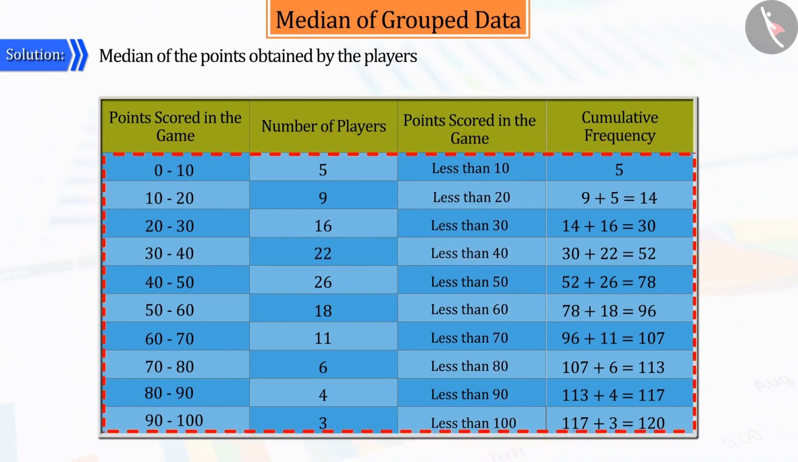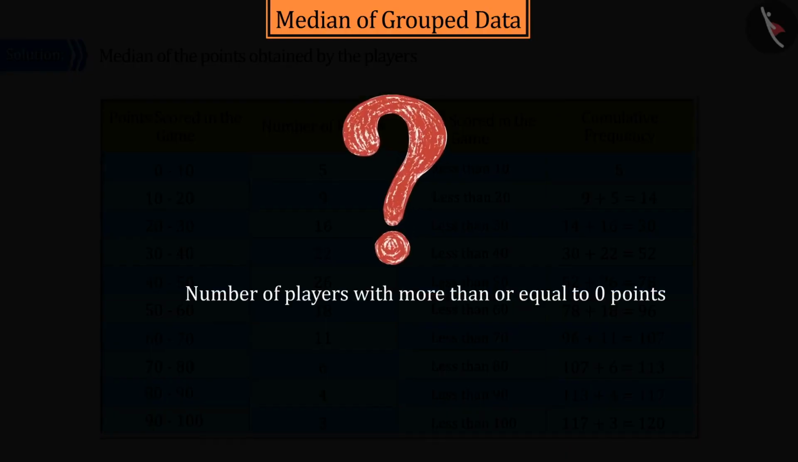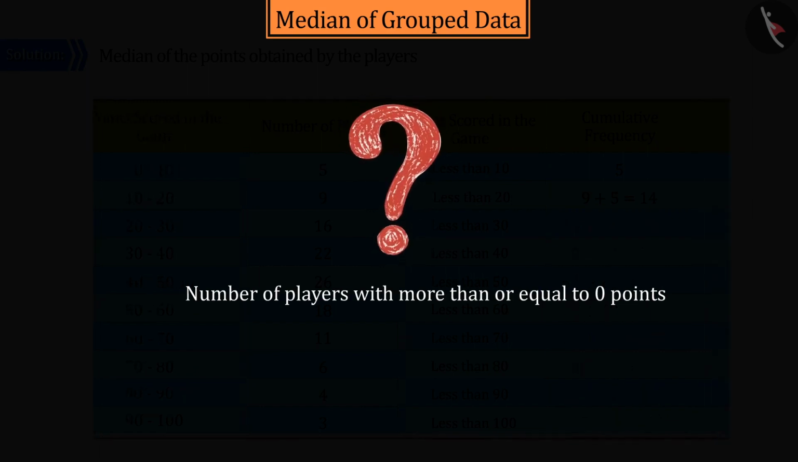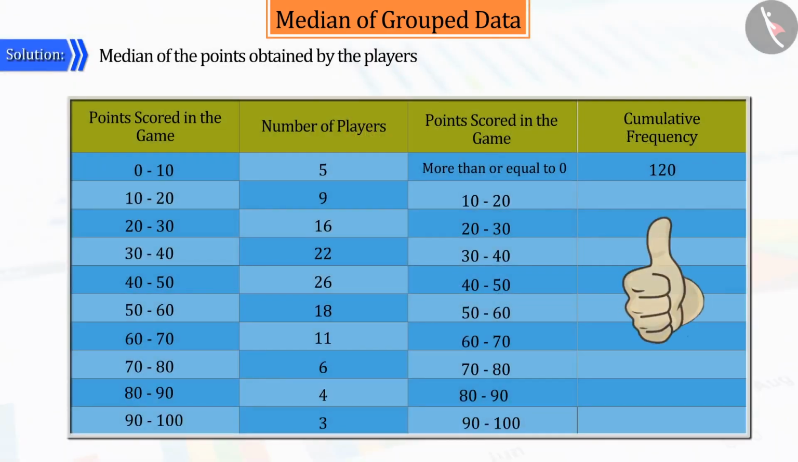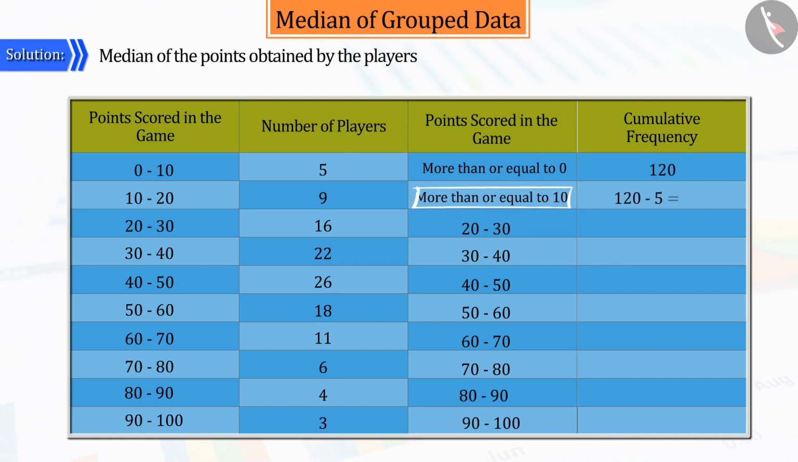But because of the given distribution, if you are asked how many players got more than or equal to 0, then will you be able to tell? Absolutely correct. Here, all 120 players have scored more than or equal to 0. Similarly, if we count the number of players who scored more than or equal to 10, then their number will be 115. Because 5 players have already scored the points of the class before that, that is, the class interval between 0 and 10.